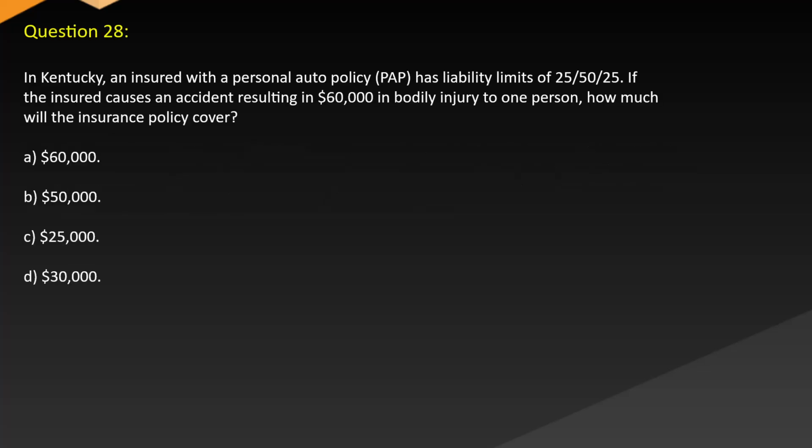Question 28. In Kentucky, an insured with a personal auto policy, PAP, has liability limits of $25,000/$50,000/$25,000. If the insured causes an accident resulting in $60,000 in bodily injury to one person, how much will the insurance policy cover? A. $60,000. B. $50,000. C. $25,000. D. $30,000.